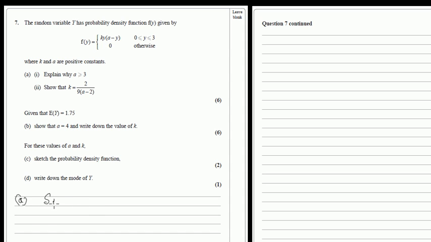So for that reason, the PDF f(y) has to be greater than or equal to 0. It cannot be less than 0. So Ky times (A minus y) is greater than or equal to 0. That means either y is less than or equals to 0 or y is greater than or equals to A. That means, let's do it a bit simpler way.